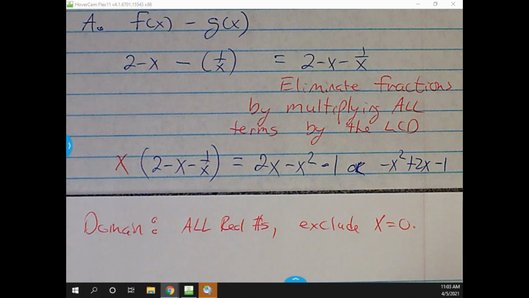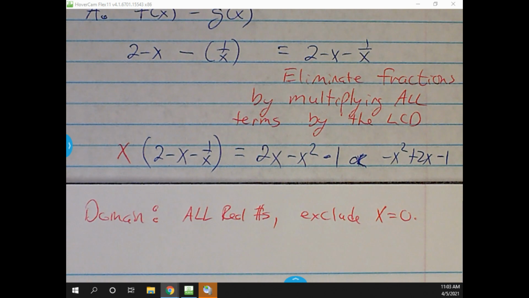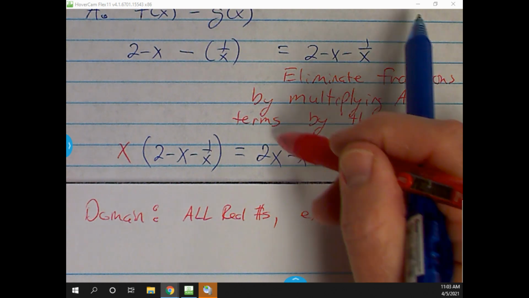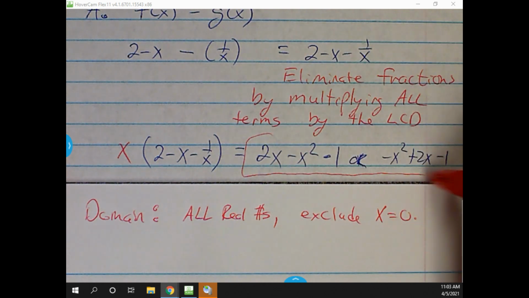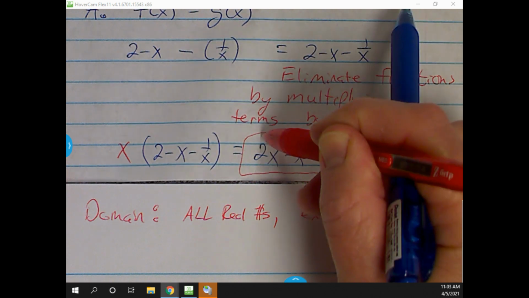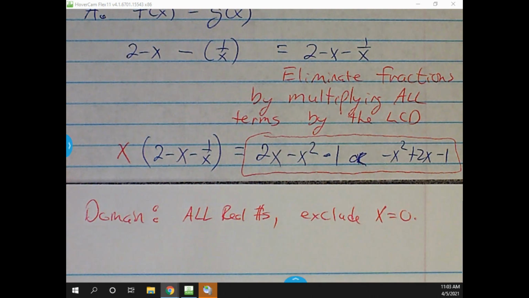So for that one, you got your domain and you got your excluded parts there. You don't have to do anything else to solve for the exclusions on that one. Okay, so either one of those two answers would be good there, and then there's what you have for your domain.